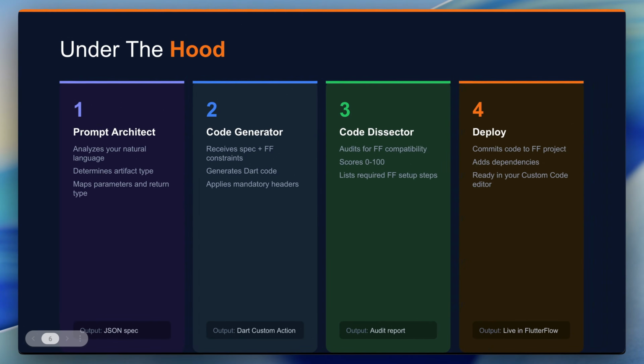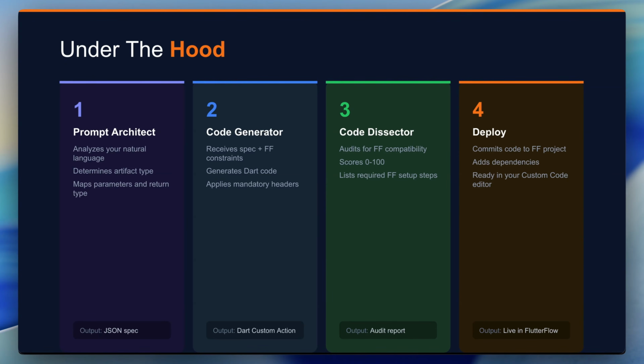There are 4 things going on here in this process. The first, we've got a prompt architect that's analyzing the natural language that you've given it, determining whether it's a custom widget, a custom action, a custom class, or a custom function that you're after. It then maps out any parameters and any returns, all adhering to FlutterFlow's structure. It compiles all that to a JSON object, which it then sends off to the code generator.